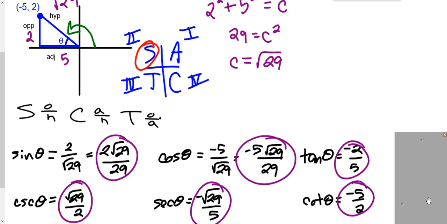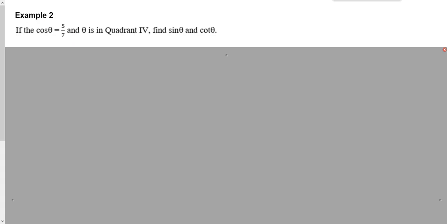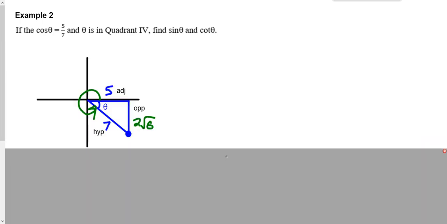All right, let's take a look at our second problem. It's very similar, but the information that's given to us is a little different. In this case, we're given cosine, so we're given a trig ratio, and that's going to be 5 over 7. And our acute angle theta is going to be in the fourth quadrant. So we're going to have to draw a right triangle in the fourth quadrant.